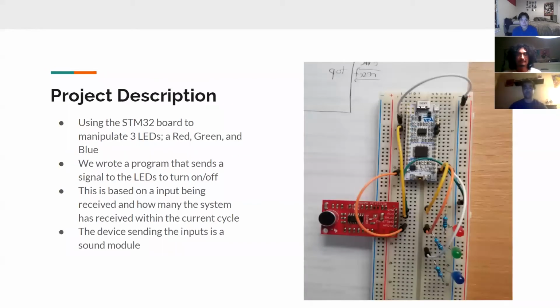And this is our project description. We are using the STM32 board to control our three LEDs, the red light, the green light, and the blue light. We also wrote a program to send a signal to the LEDs to turn on and off, based on the input being received and how many signals we receive from the system. The device sending the inputs is a sound sensor detector.